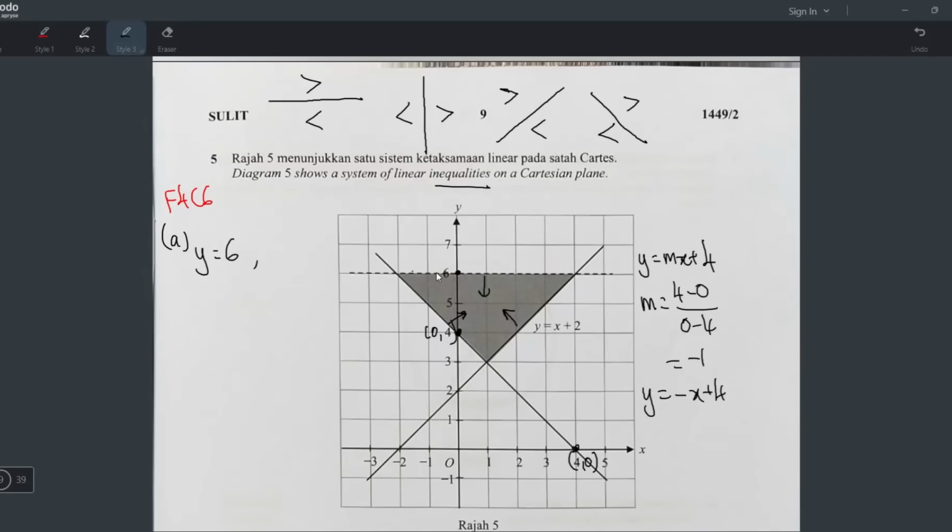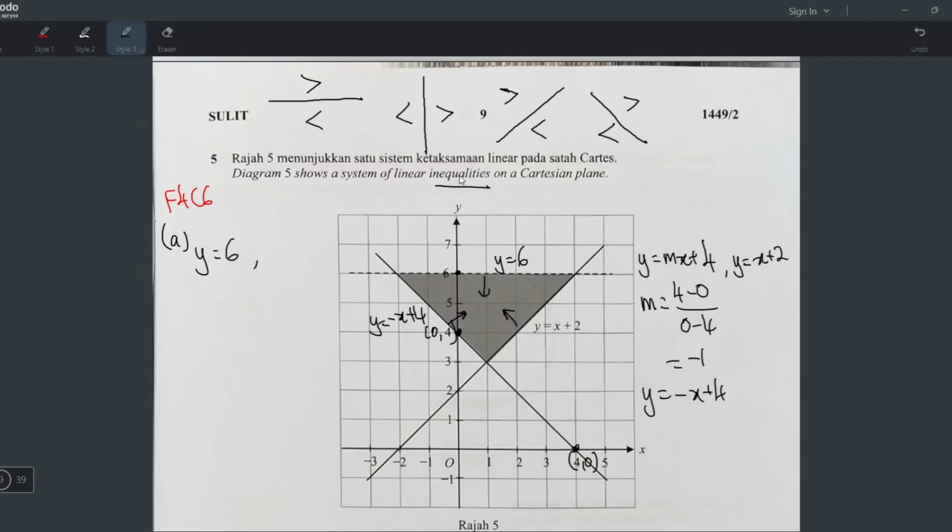All right, I have this line equation, which is y equals 6. And then this line also, I found it just now already, y equals negative x plus 4. And for the final line, oh, they already found it for me. They already wrote it here, so I don't have to find it myself. So it's y equals x plus 2. Okay, now that I already have the three equations, now it's time to convert to the inequality.